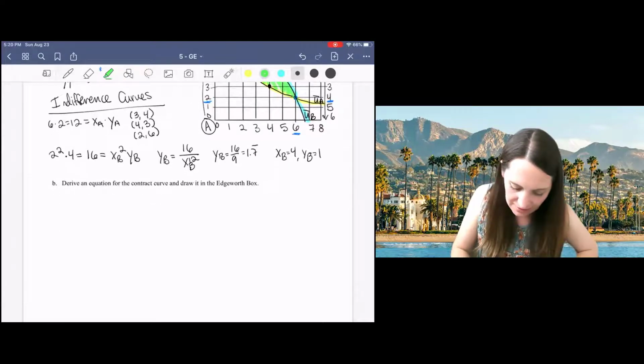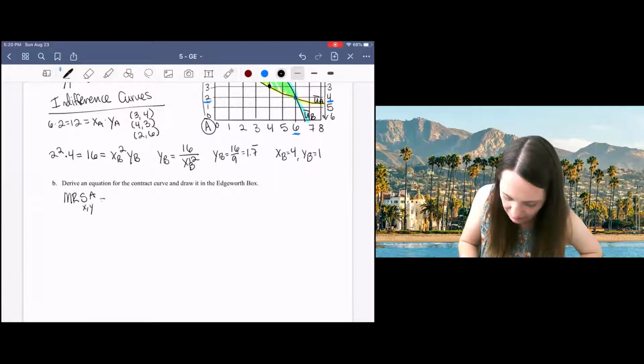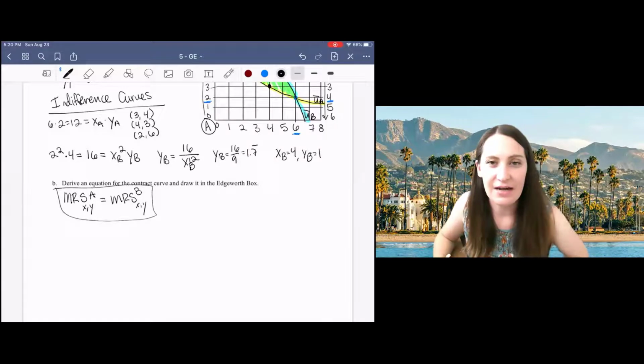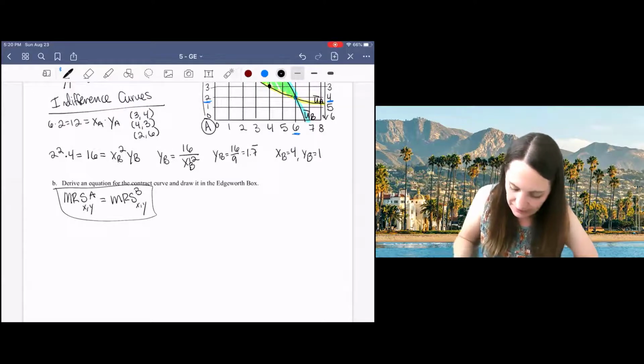In order to be Pareto efficient, the points must be at a tangency between Anne and Ben's indifference curves. In other words, they must fulfill this criteria. The slope of the two indifference curves must be equal at the point of the tangency.